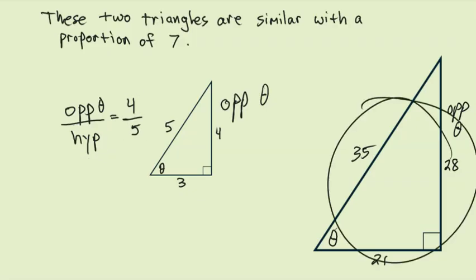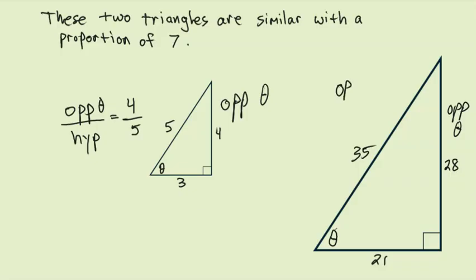I could do the same thing over here. I could do the opposite of theta over hypotenuse. But over here, the numbers would be a little different. Opposite of theta is 28, divided by the hypotenuse, which is 35. But let me show you something. This fraction can be reduced because 28 can be divided by 7, and 35 can also be divided by 7. And if you were to reduce this fraction, you would wind up with 4 over 5, which is the same as this one over here, 4 over 5.